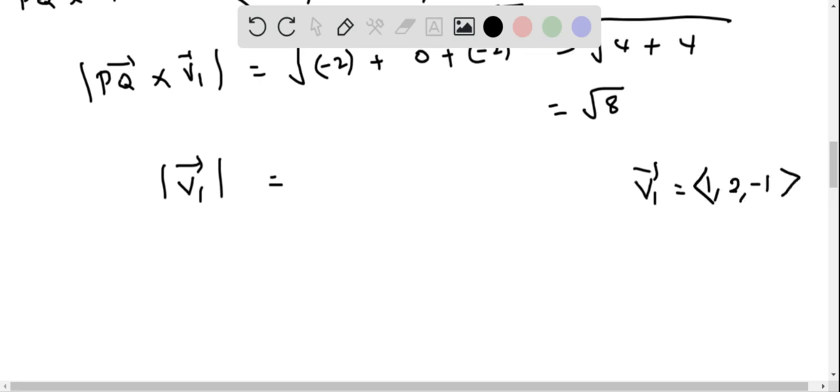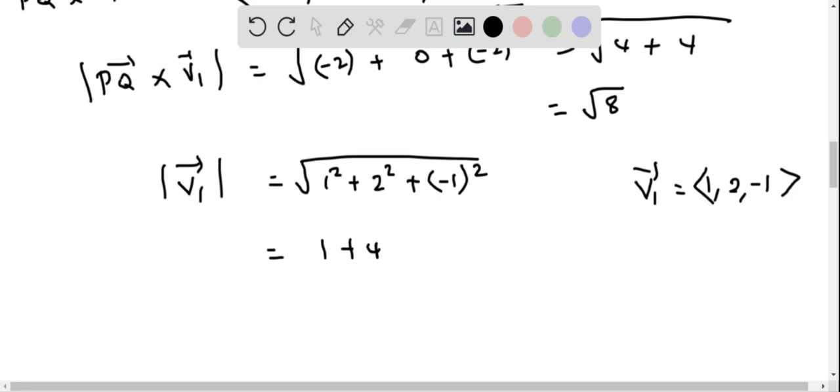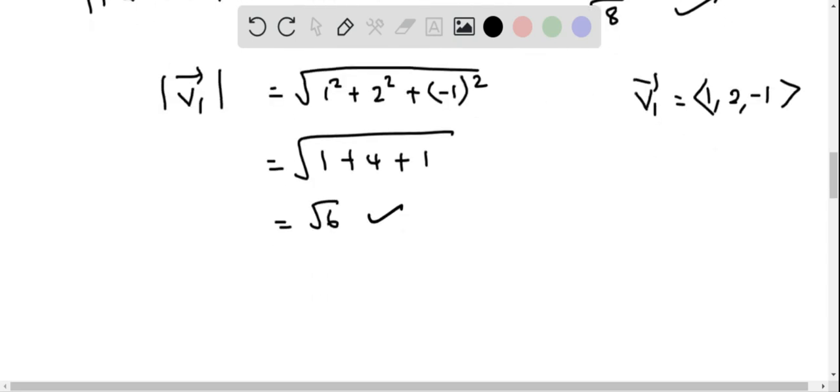V1 vector is 1 comma 2 comma negative 1. When we find its magnitude, we have to take the square root of the sum of the squares of the components, that is 1 squared plus 2 squared plus negative 1 squared. And this gives 1 squared is 1, 2 squared is 4, and negative 1 squared is 1. So it is 1 plus 4 is 5, 5 plus 1 is 6. So we get root 6. So now that we have determined these two magnitudes, we can find the distance using the formula.